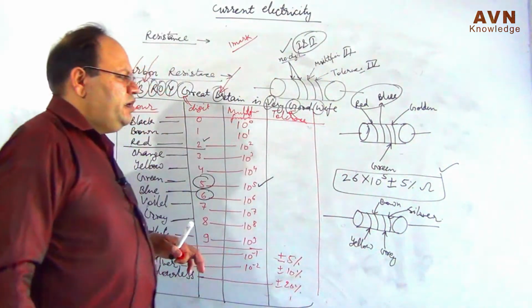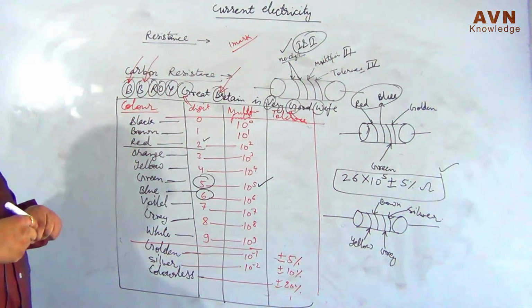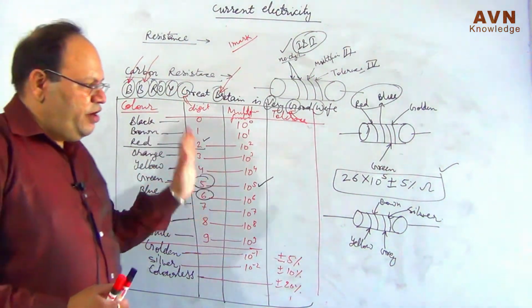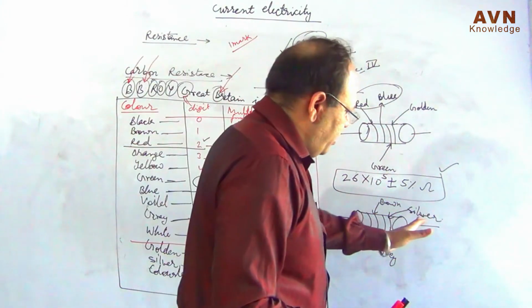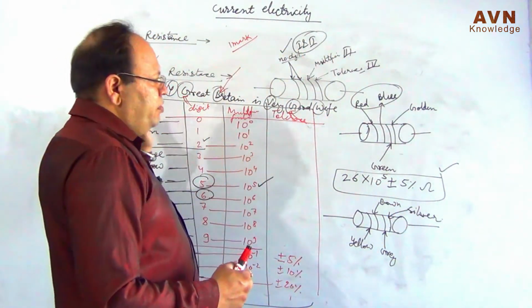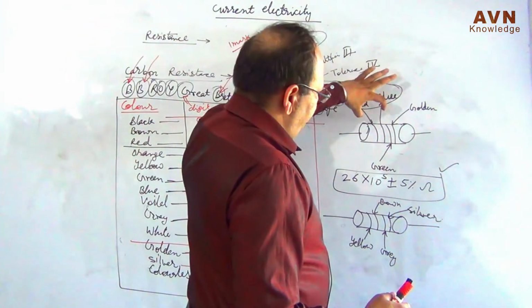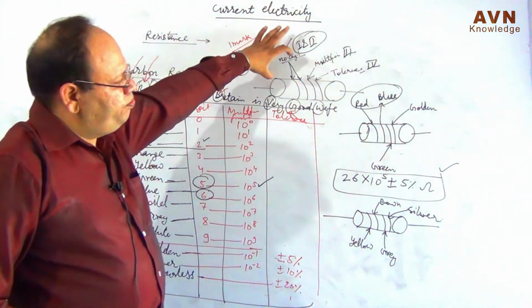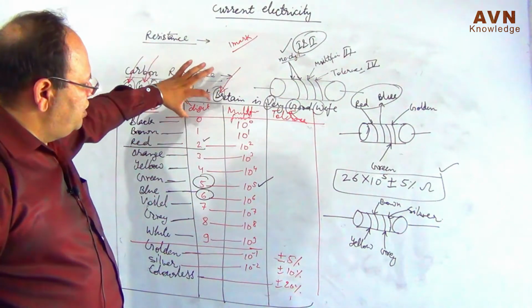And how do we calculate? The first two strips show the digits. We always read the first two strips from left to right, not right to left. So the first and second strips both show the digit.